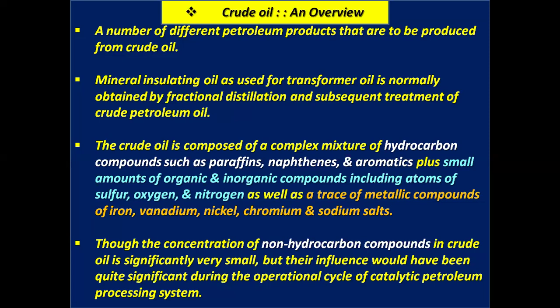oil. The crude oil is composed of a complex mixture of hydrocarbon compounds such as paraffins, naphthenes, and aromatics, plus small amounts of organic and inorganic compounds, including atoms of sulfur, oxygen, and nitrogen, as well as traces of metallic compounds of iron, vanadium, nickel, chromium, and sodium salts. Though the concentration of non-hydrocarbon compounds in crude oil is very small, their influence would be quite significant during the operational cycle of a catalytic petroleum processing system.